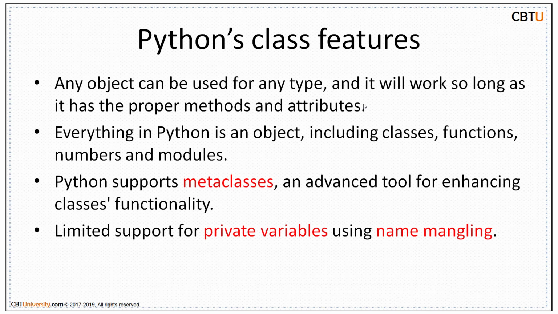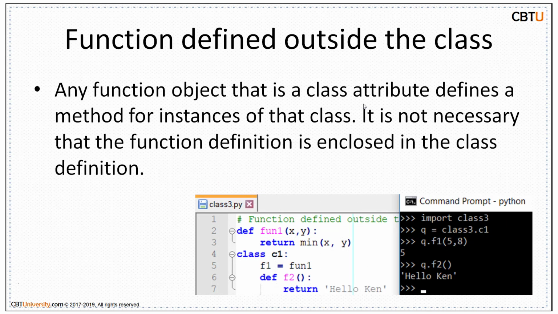Python supports metaclasses, an advanced tool for enhancing classes functionality. There's limited support for private variables using name mangling. We can define a function outside the class. Any function object that is a class attribute defines a method for instances of that class. It's not necessary that the function definition is enclosed in the class definition.